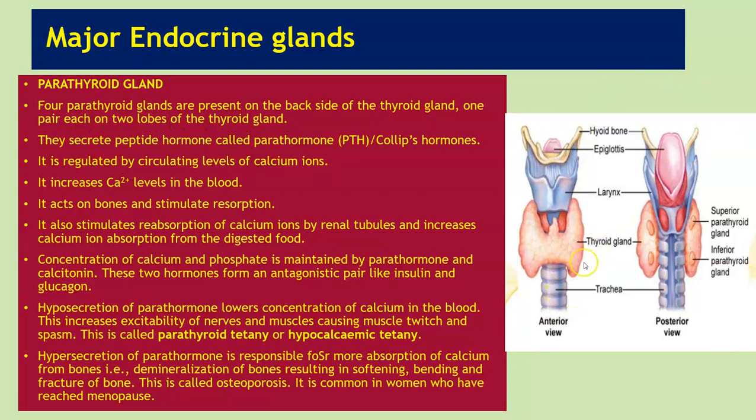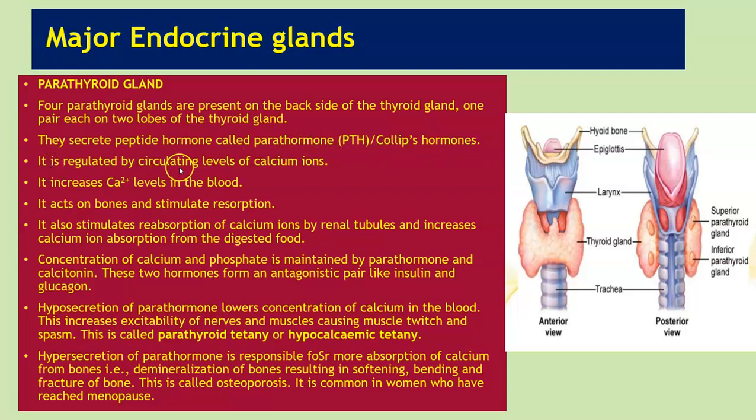This is the image that you saw for your thyroid gland. This is your thyroid gland. Here, in the posterior view, you can see these four round, oval structures. These are your four parathyroid glands. They secrete peptide hormones called parathormone, PTH, or they are also called Collip's hormone.